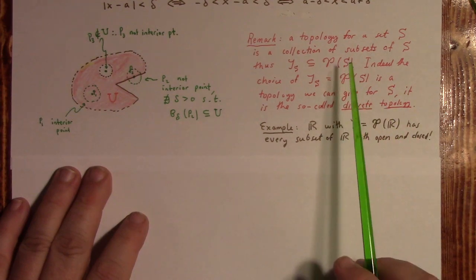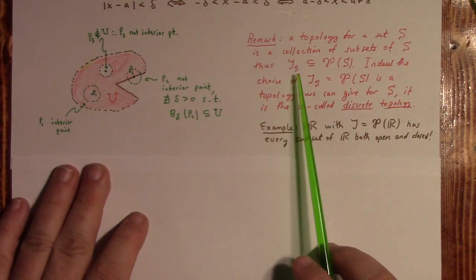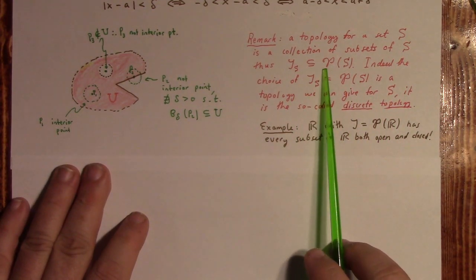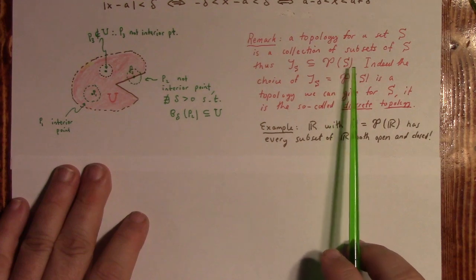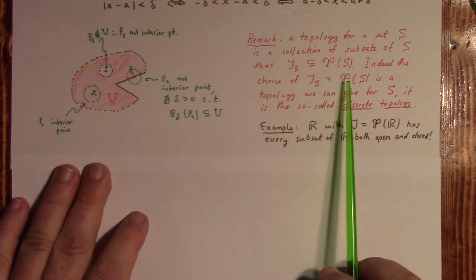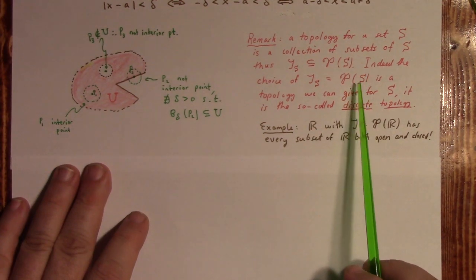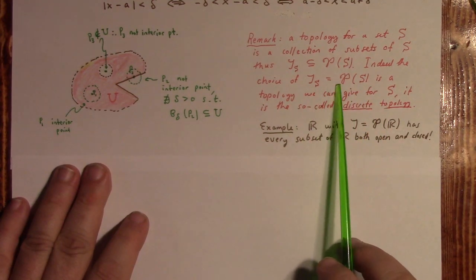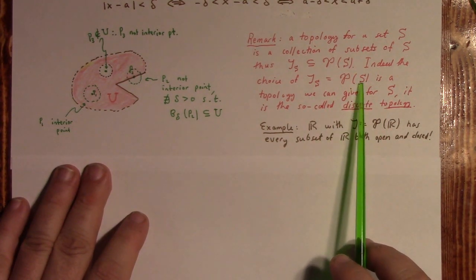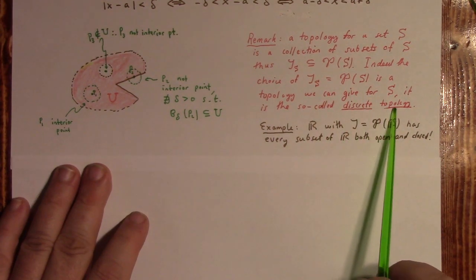So, final remark here. A topology for a set S is a collection of subsets of S. What that means then is that the topology for S is itself a subset of the power set of S, because remember, the power set of S is the collection of all subsets of S. So indeed, the choice of the topology of S equal to the power set of S is a topology that you can give. And you can check it satisfies all three axioms, all right? And if you do choose the topology of the set to be the power set, then that means that you're giving S the so-called discrete topology.